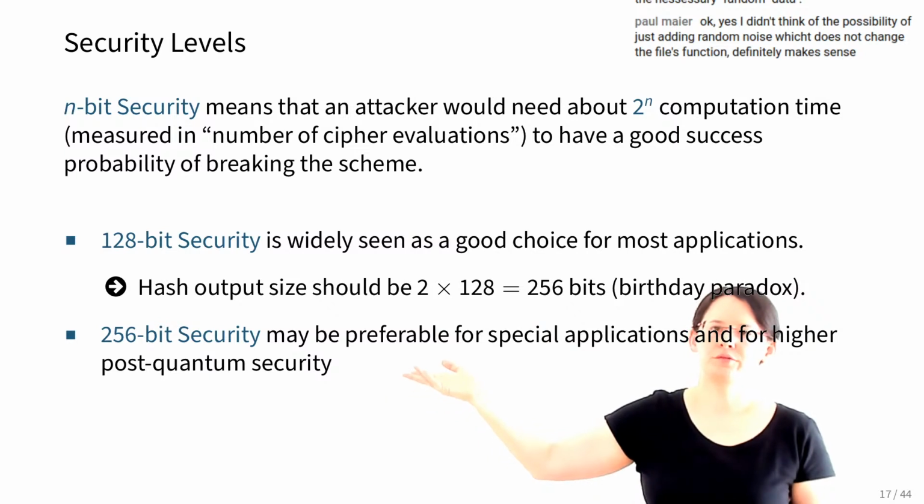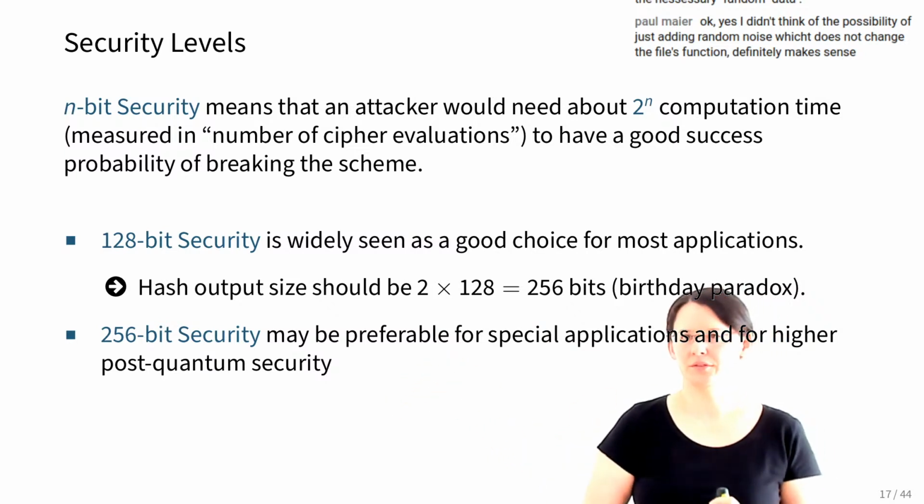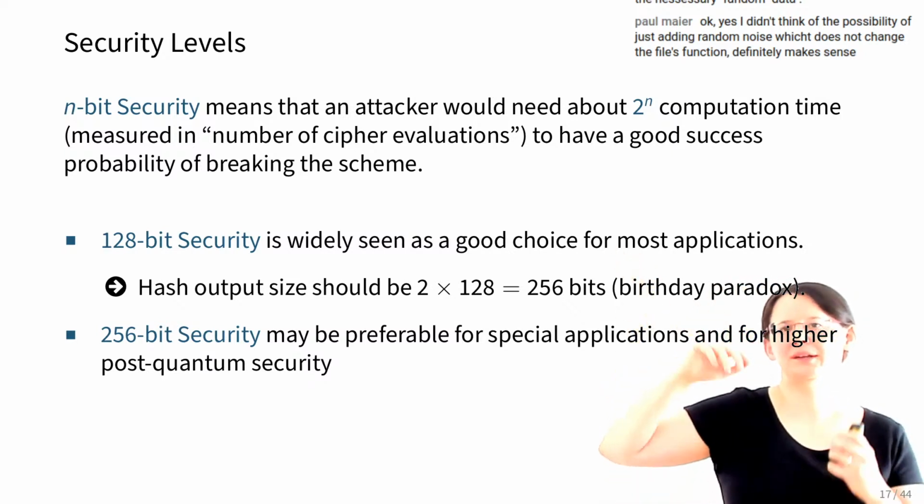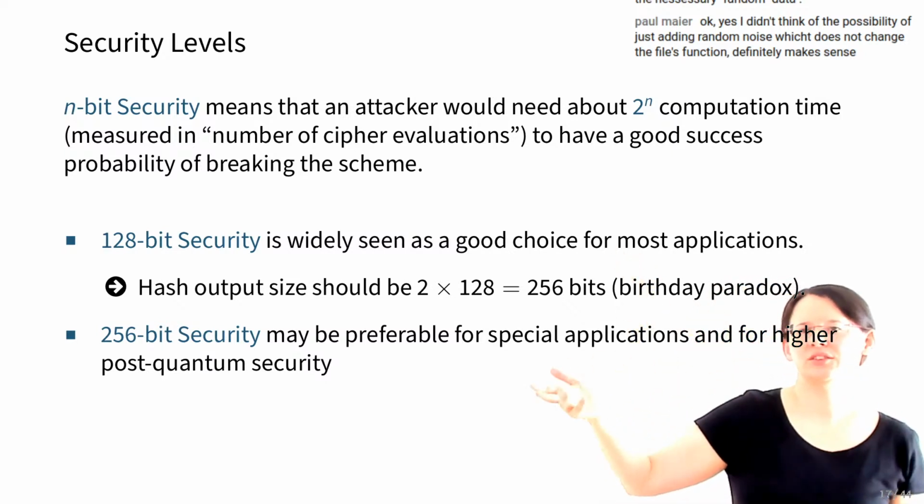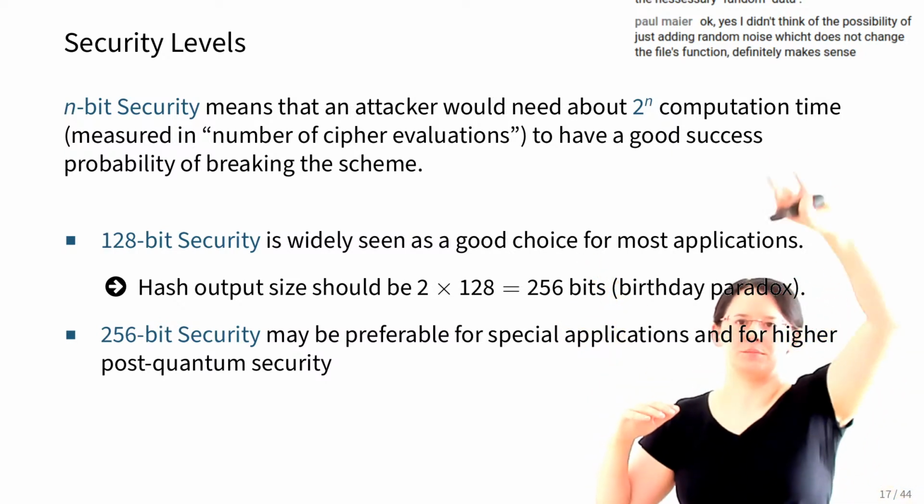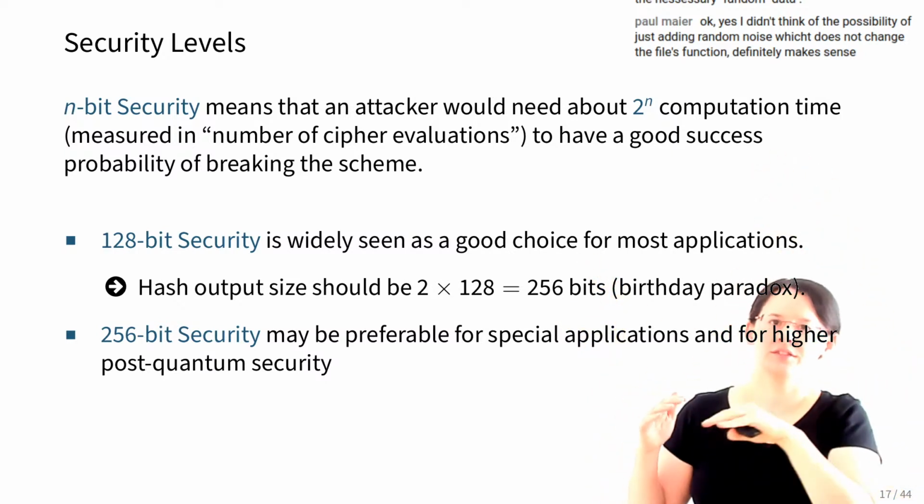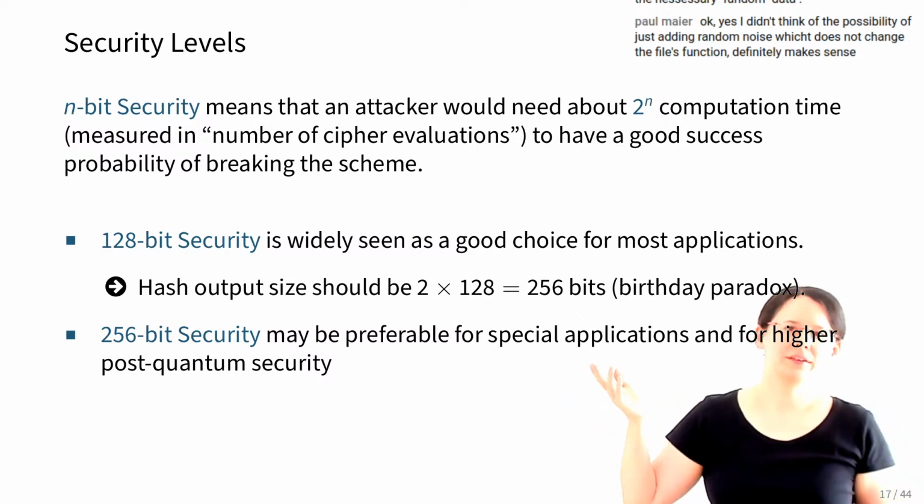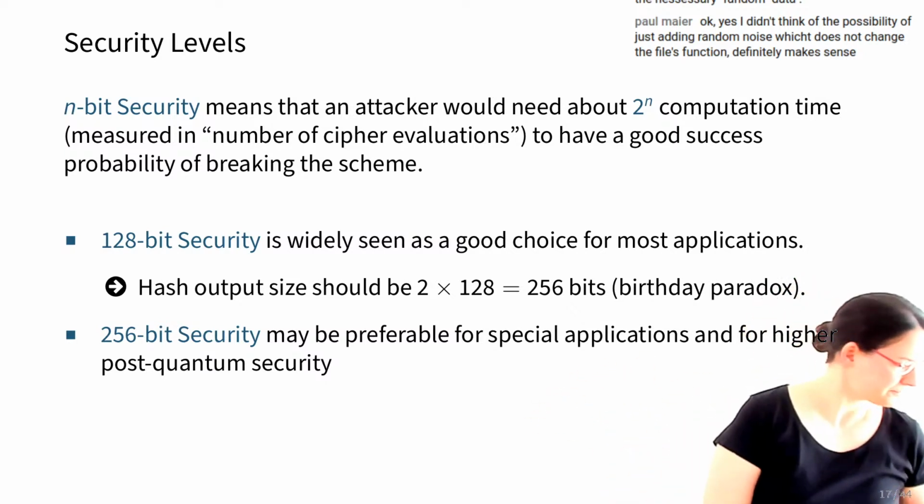There are some people who prefer higher security levels, for example, 256-bit security, which is seen as an exaggeration by some people, but on the other hand, it's often not that much more expensive. So the attack cost increases exponentially, whereas the execution cost increases just a bit. And it's also more relevant in a post-quantum setting.